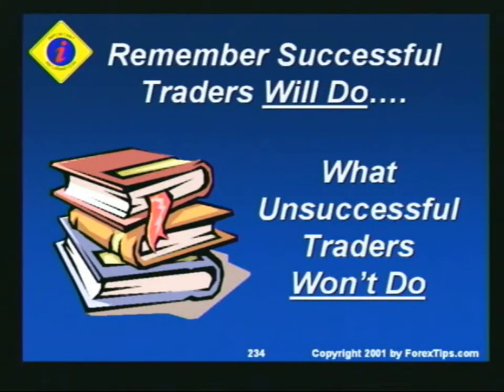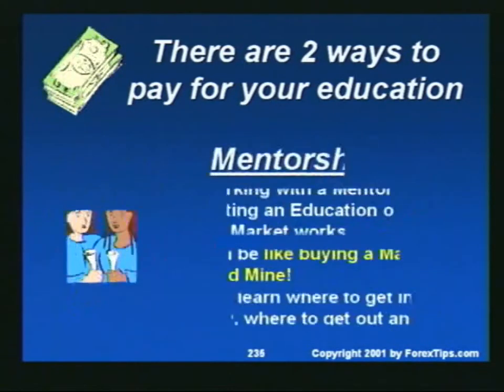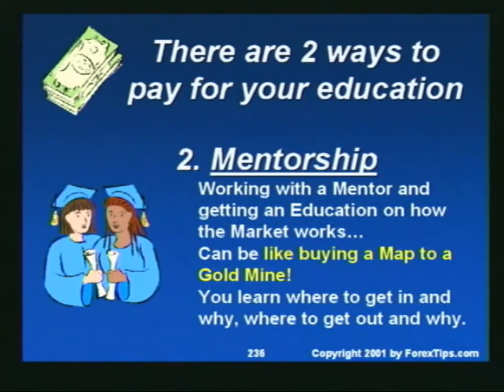Losers pay winners. Winners are winners because they went about trading the right way. They didn't opt to try to get lucky, because there's only two ways that you can really pay for your education. One is luck, and if you make money from trading and don't know what you're doing, you just got lucky, and it'll only be a matter of time that you'll become unlucky. The tragedy in losing money in the market when you're trying to become lucky is this: you don't know how to earn it back.